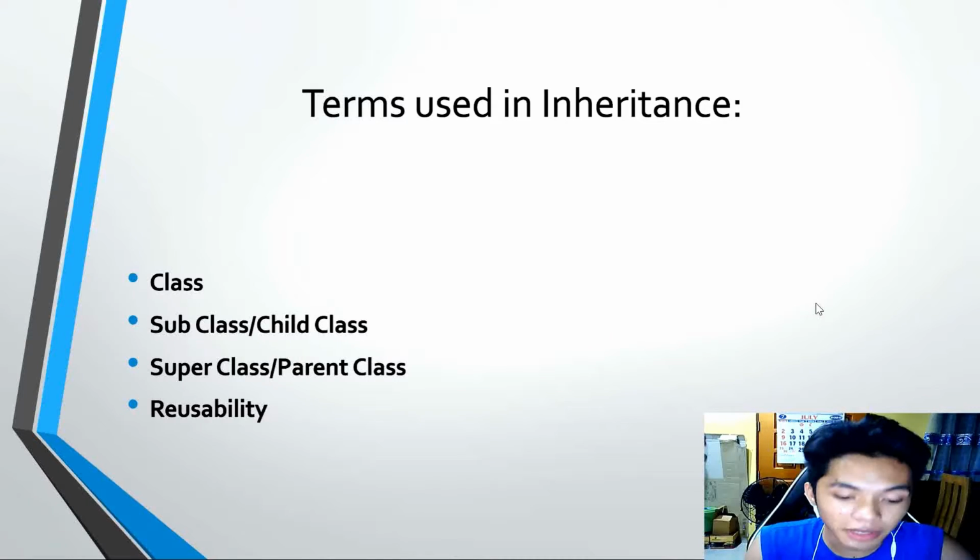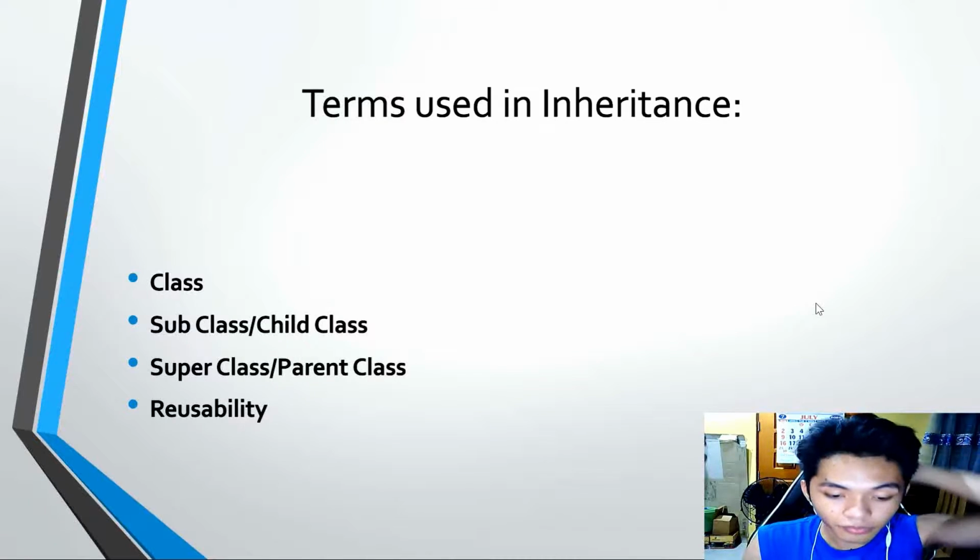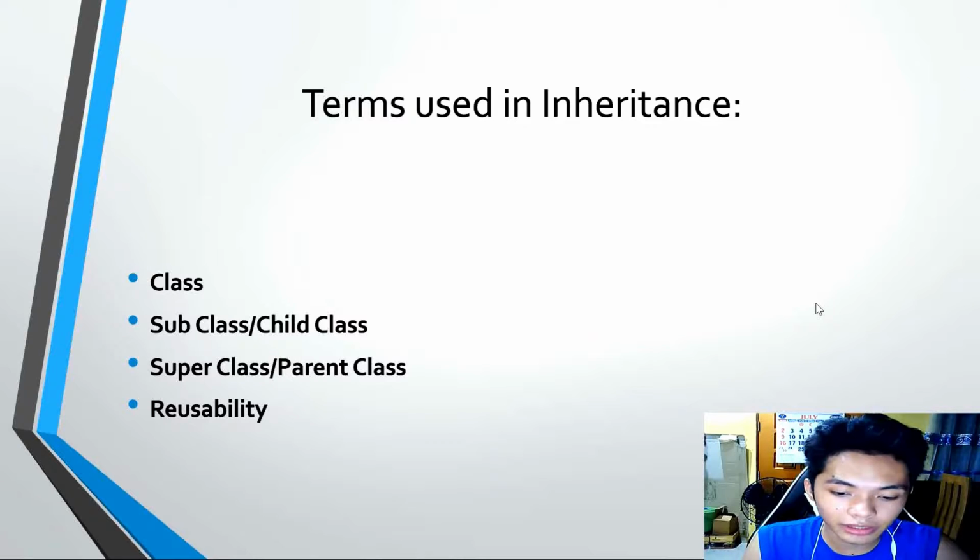The last one is reusability. Reusability is a mechanism which facilitates you to reuse the fields and methods of an existing class when you create a new class. So you can use the same fields and methods already defined in the previous class.